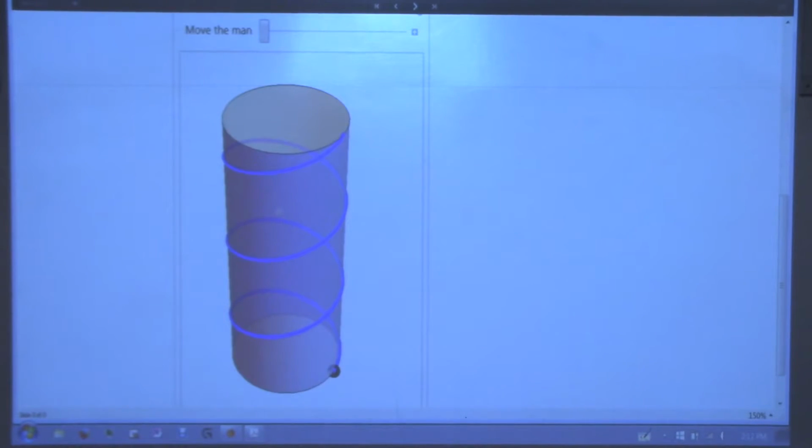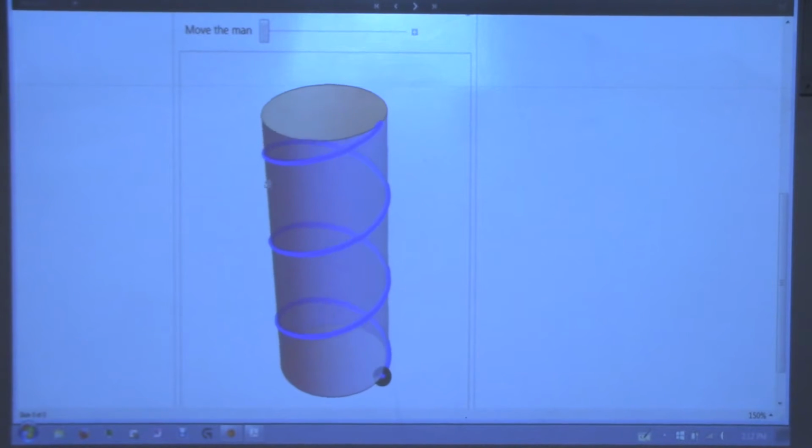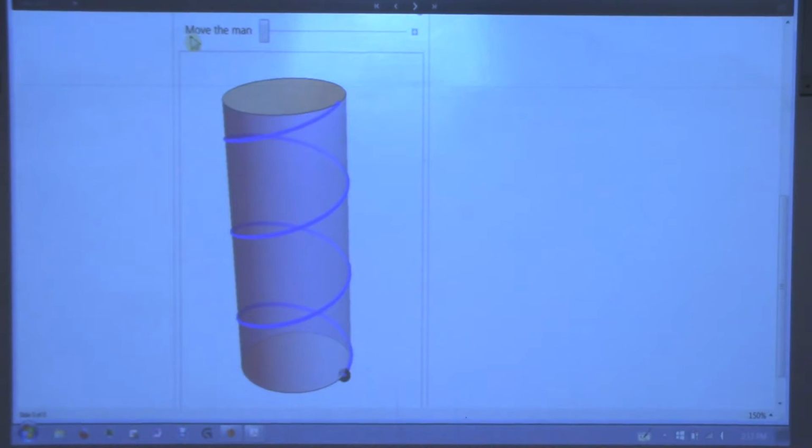Here's the silo, like my silo. There it is. It's a 90-foot silo. It's got a 20-foot radius. And this man is going to walk around, go up with his bag all the way to the top. How much work did he do?